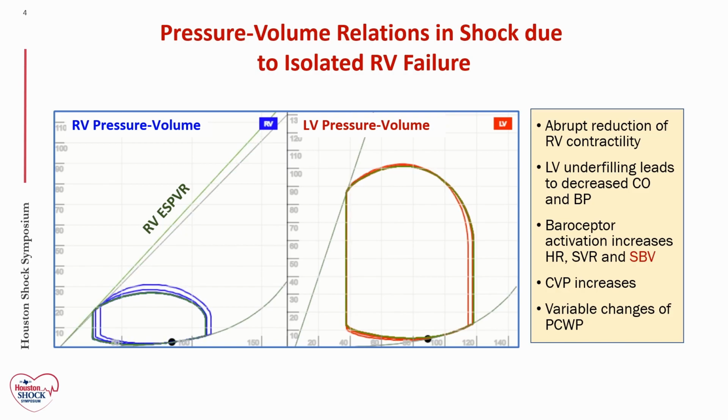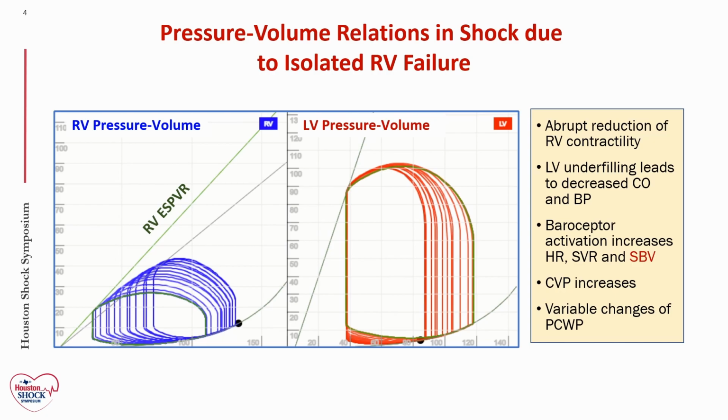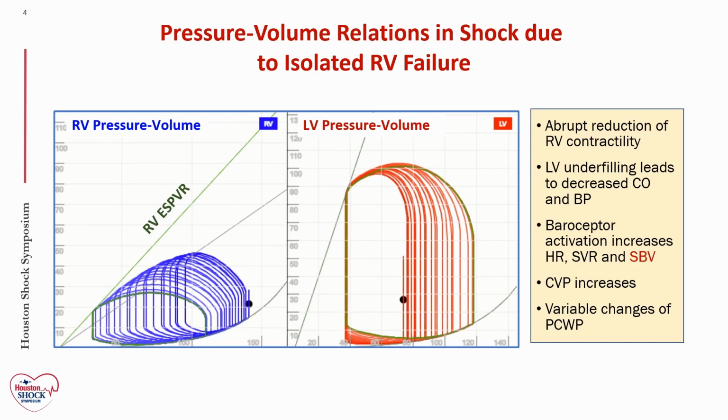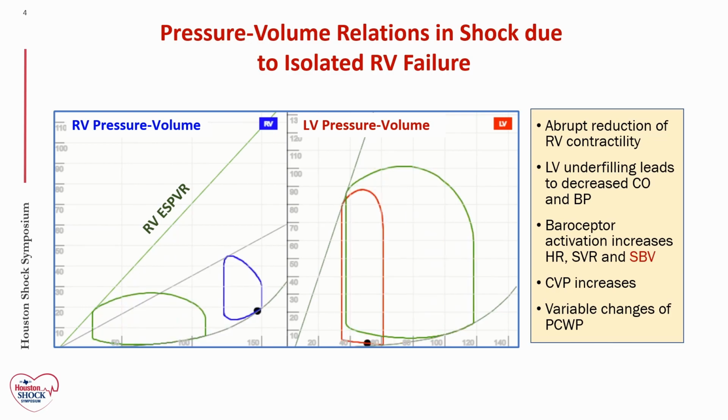If there's isolated right ventricular failure, we have a different beginning of the process where RV function fails, and that results in underfilling of the LV, and it's that underfilling that by Starling mechanism reduces blood pressure and causes the same activation of the sympathetic nervous system with heart rate, SVR, and increases in stress blood volume. In this case, we have a marked increase in CVP with variable changes and frequently a reduction in wedge pressure.